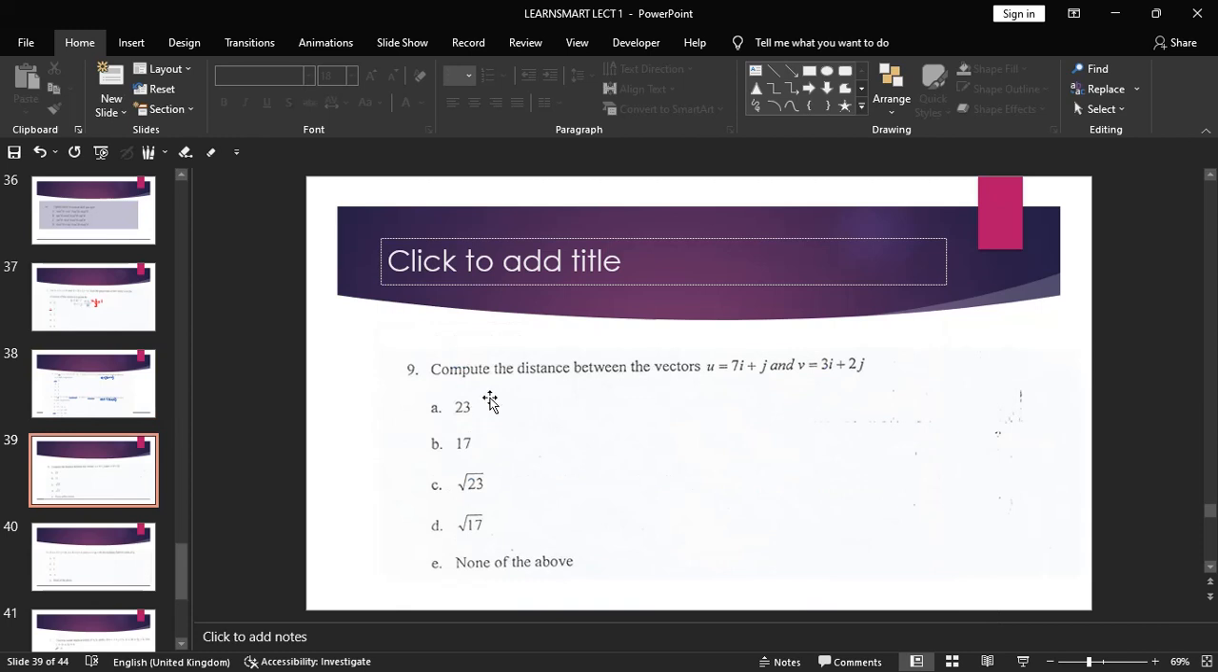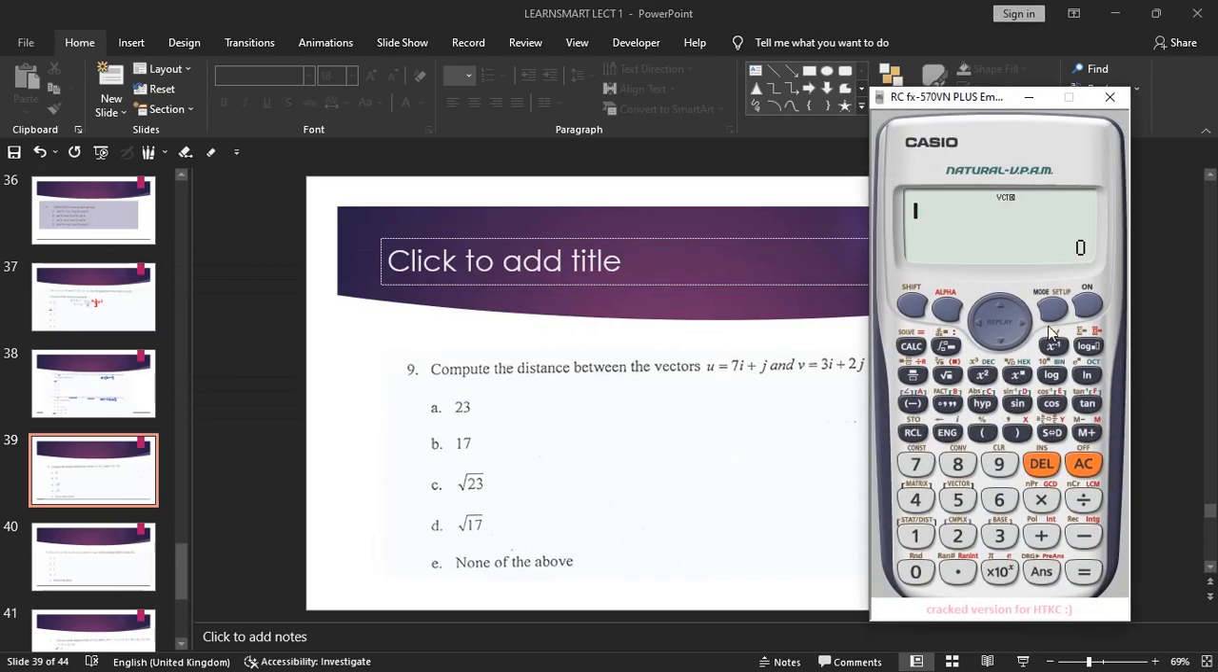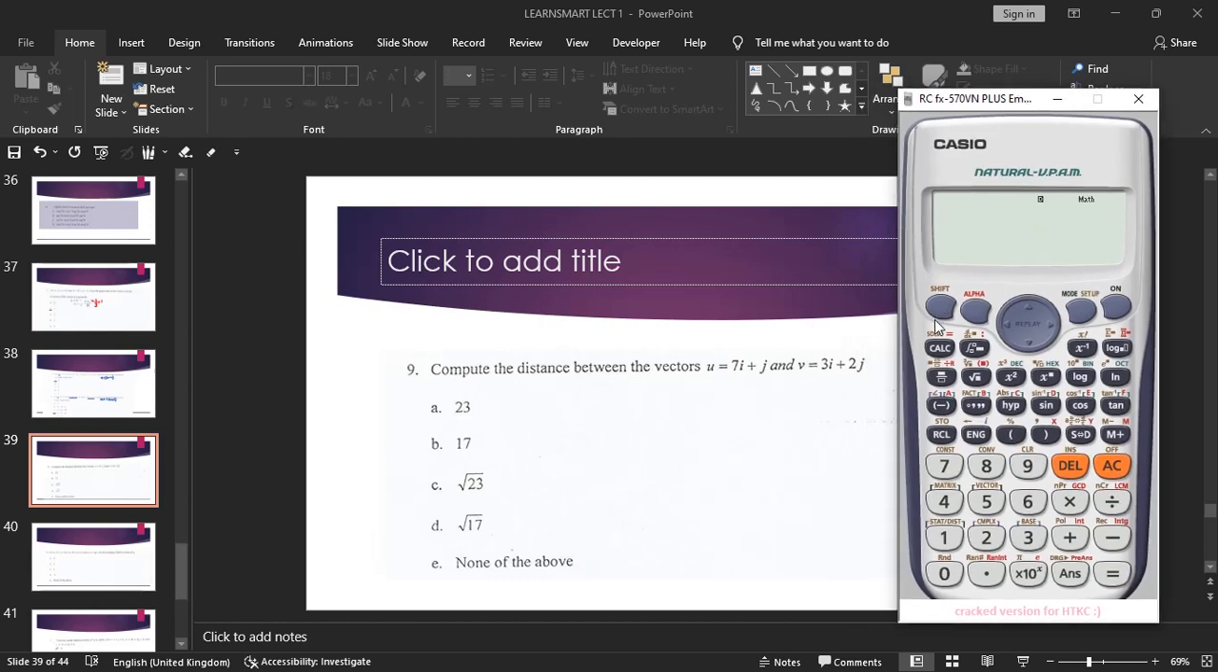So let's proceed. Okay, so we have to find the distance between U and V, okay? Right, so instead of going the traditional approach, you can just use a calculator to find your distance, okay? Let's do that. With this method, you can choose to do that in vector mode, or you can choose to do it the traditional approach, or the simple approach. You just use this approach.